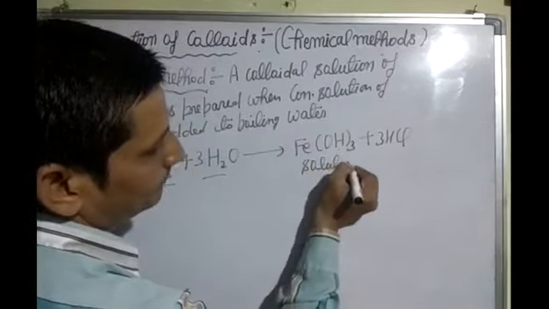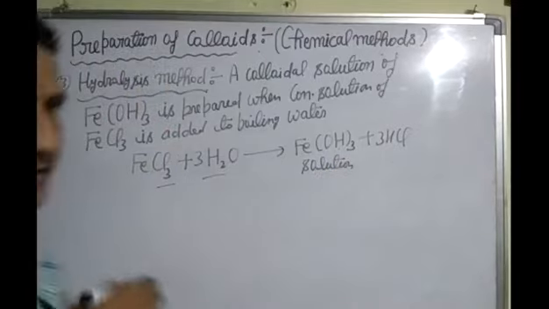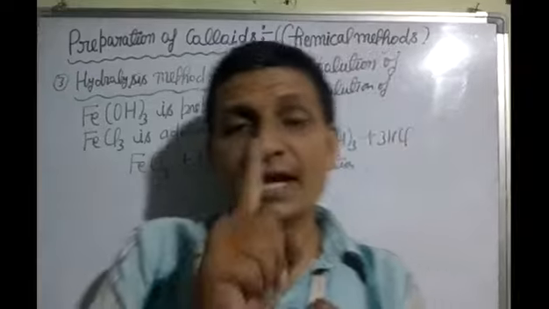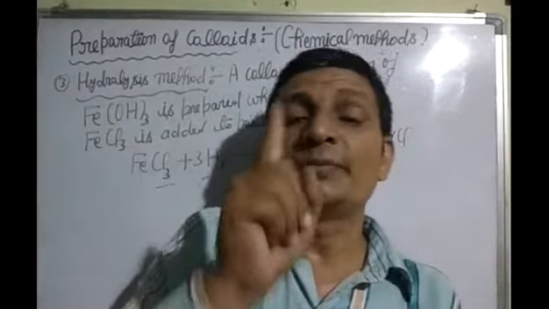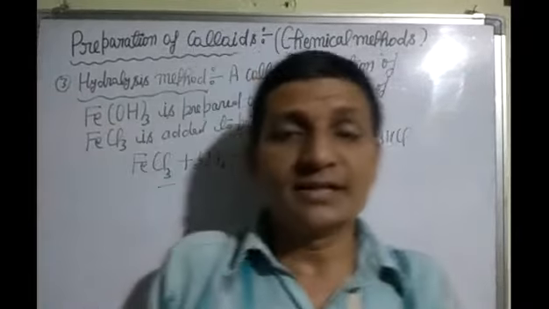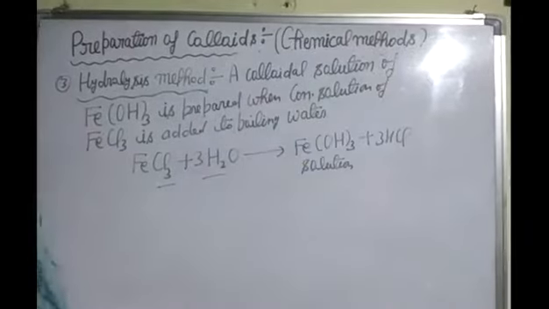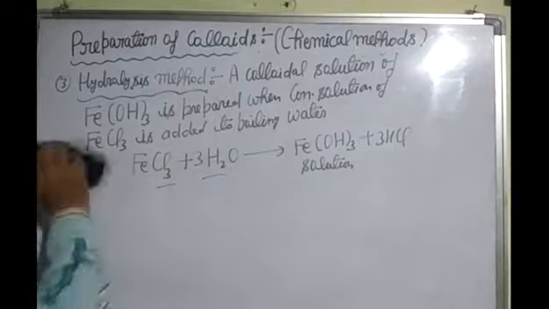Okay, students. So the funda is ORHD. O for oxidation, R for reduction, H for hydrolysis, and D for double decomposition. The last method is the double decomposition method. So look here, double decomposition method. What is the double decomposition method?